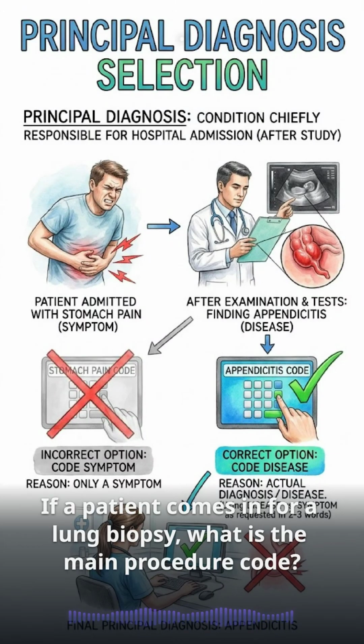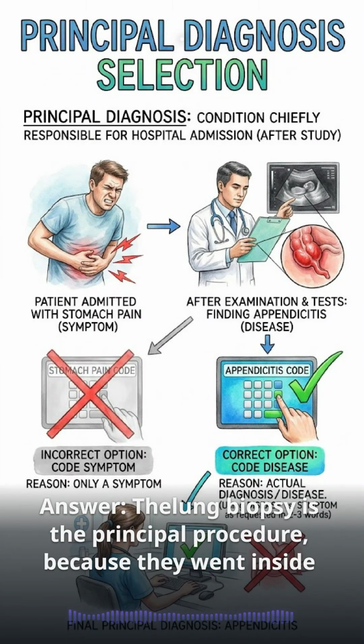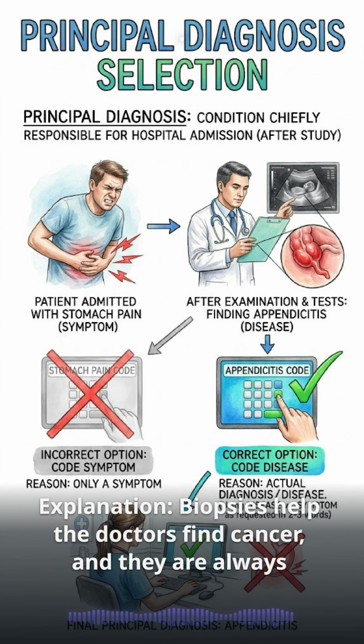52. If a patient comes in for a lung biopsy, what is the main procedure code? The lung biopsy is the principal procedure, because they went inside to test the tissue. Biopsies help the doctors find cancer, and they are always coded as a procedure.